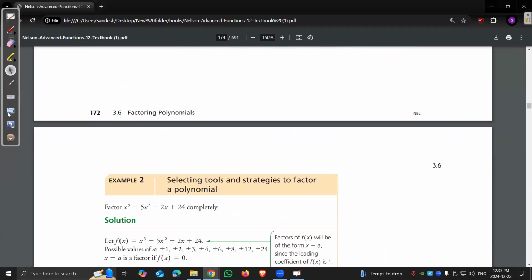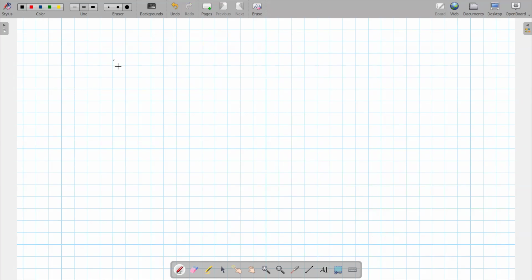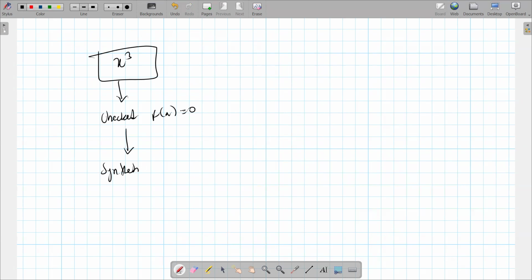If they give you a degree 4 polynomial, you just have to do two synthetic divisions. So how did we factor x cubed? We first checked for f of a equal to 0, right? And then we found it. Then we did synthetic division, which gave us a quadratic, and then we just factored the quadratic for the final answer.